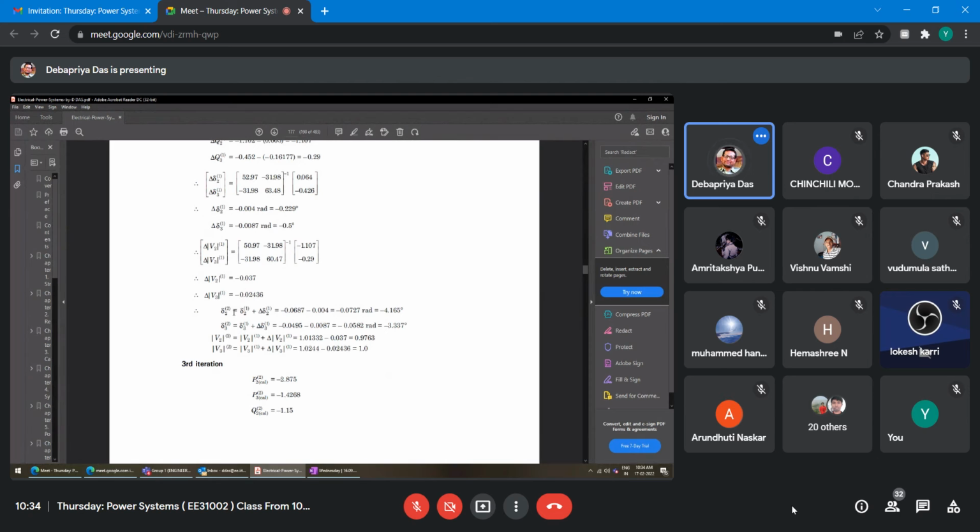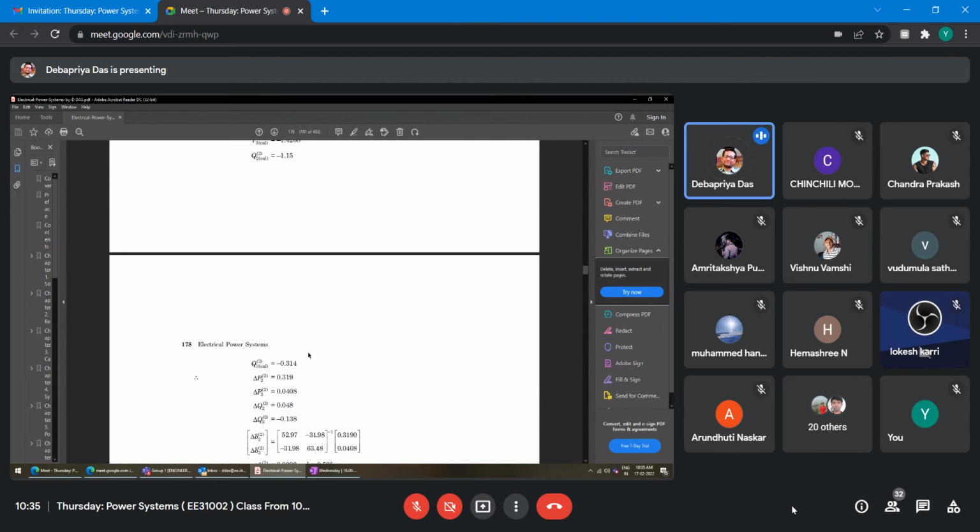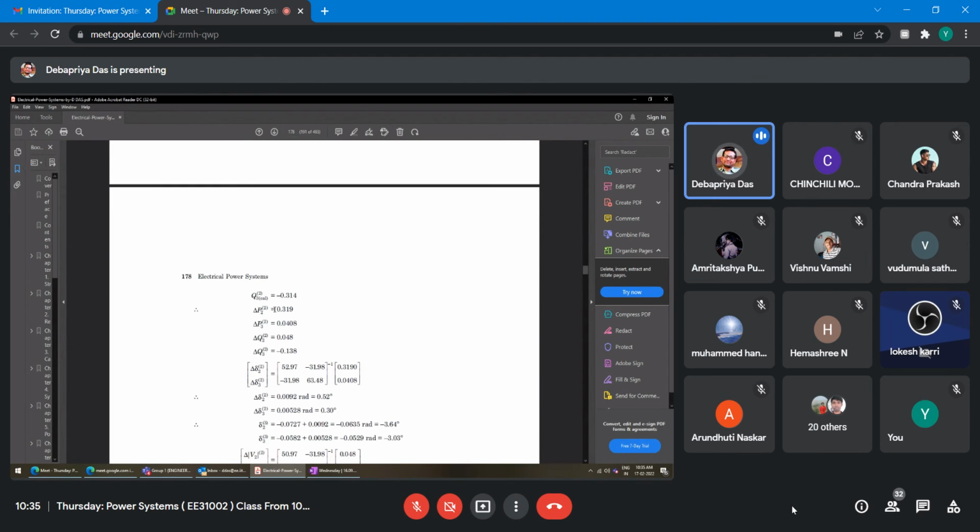Then you update. That is your delta 2 is equal to delta 2 old plus delta delta 2. This is your delta value. Delta 3 is equal to this one, right? And voltage magnitude V2 will be this one plus this one is equal to this one, and V3 will be this. These are the new values. With these new values of V and delta, again you calculate P2 calculated, P3 calculated, Q2 calculated, Q3 calculated. After that, if you take the mismatch, the solution is converging.